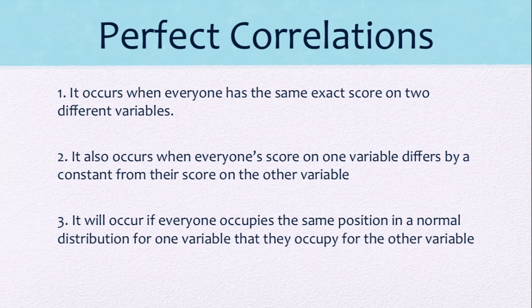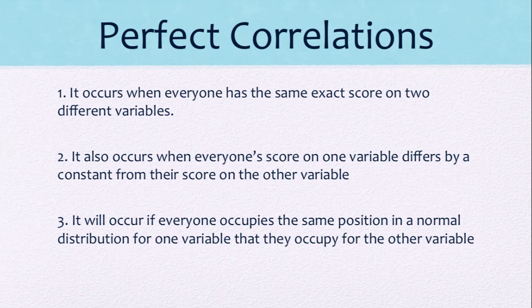For everyone, you have this constant increase of 10 points or 0.1 point, right? That is another instance in which you may have a perfect correlation. And I just want to interject, these examples are not necessarily realistic, but I just want to have you get an idea of what a perfect correlation could look like. And third, it could occur if everyone occupies the same position in a normal distribution for one variable that they occupy for the other variable.